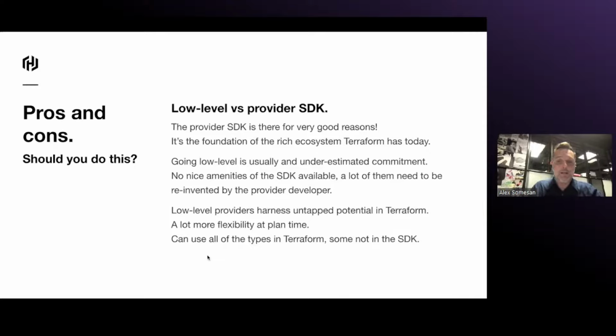But on the other hand, you harness all of the untapped potential in Terraform that is, because of the SDK's historical evolution, not available at this time in the SDK. Namely, you get a lot of flexibility at plan time, whereas with the SDK, you're really limited on what you can do during the planning phase. It's mostly up to the SDK to provide the plan results. And you can use all of the Terraform types, among which you have the dynamic one that we've discussed, but also object, which is a new one introduced in Terraform 0.12.